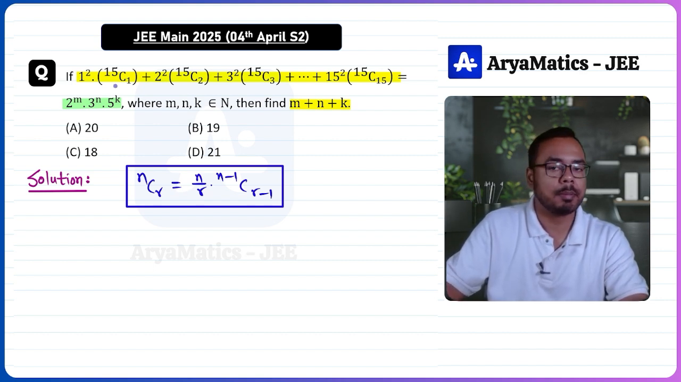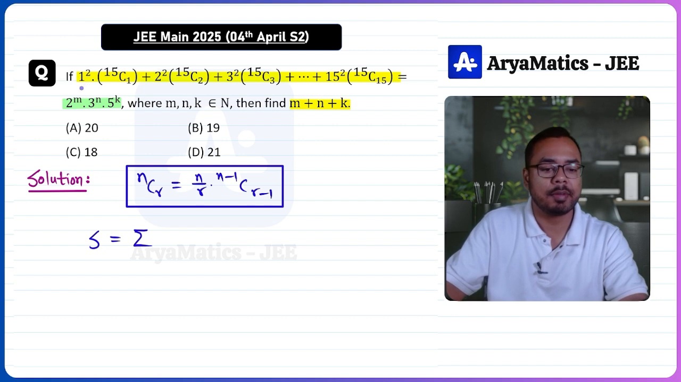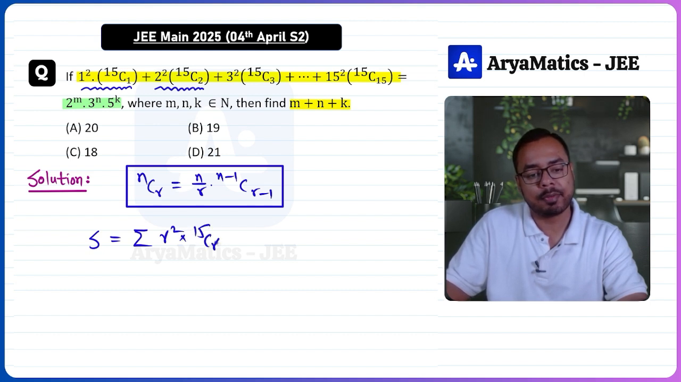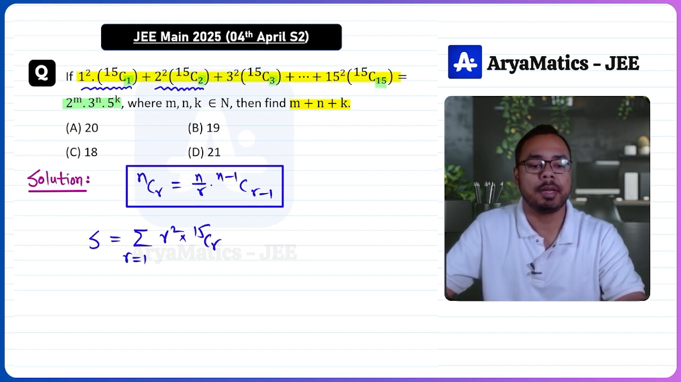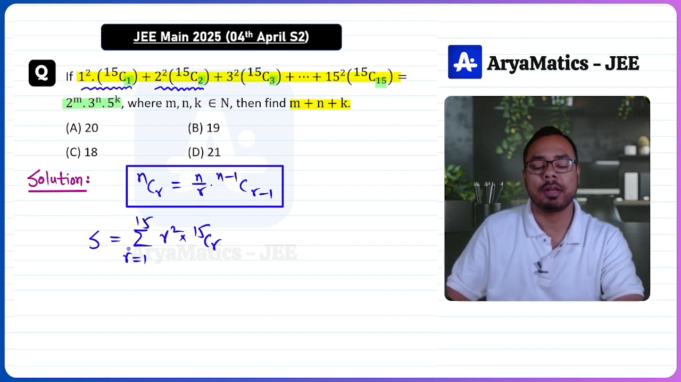So here let us say this sum on the left hand side is S. Using sigma notation, this sum will be a summation. In the first term, we have 1 square into 15c1. The second term is 2 square into 15c2, right? And so on. So clearly you can see that the rth term will be r square multiplied by 15cr, and the value of r will start from 1. For the first term we have c1, then c2, c3 up to 15. So r will be from 1 to 15. This is the sum that we have to calculate.